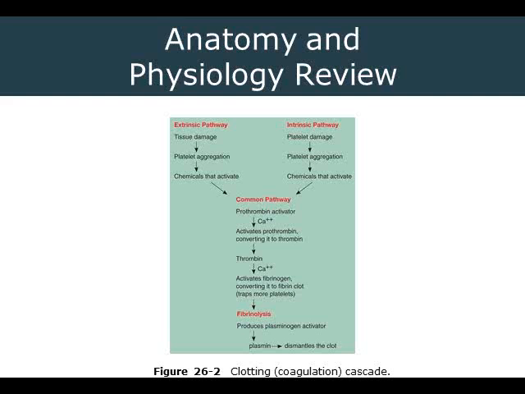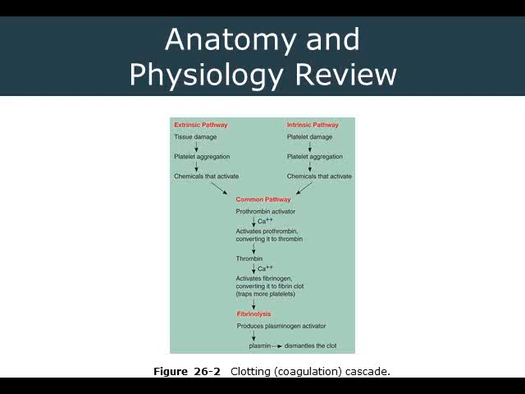We have a couple of things that occur. We have the extrinsic pathway and the intrinsic pathway. In the extrinsic pathway, we have tissue damage that starts to cause platelets to aggregate. Then those chemicals, as they start to aggregate, build up, and they then start to activate the common pathway, in which the prothrombin activator comes into play.